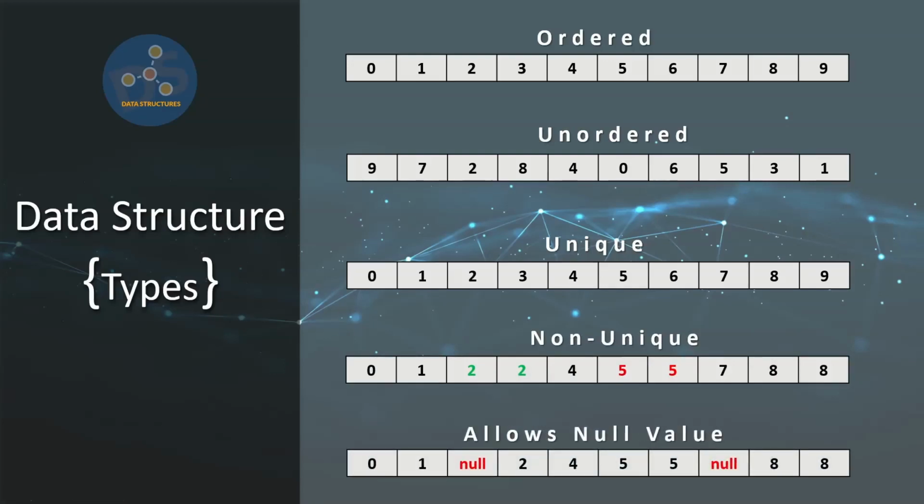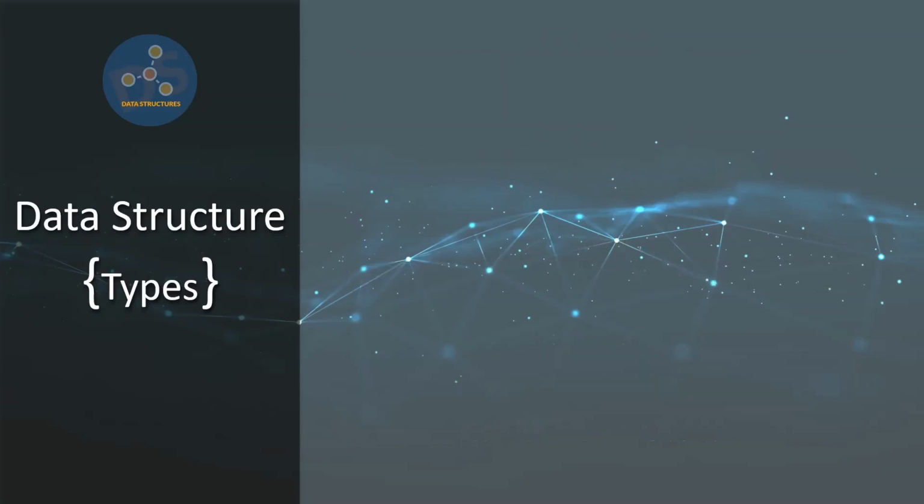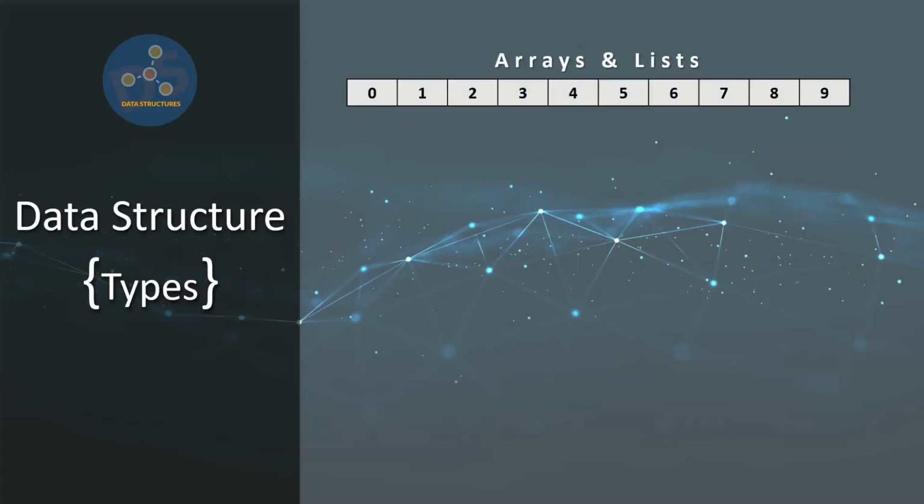And we have data structures that allow what we call null value. It's null, there is nothing. Then we will get into implementation of data structure. What are the data structures we are using in programming? We use, first one, and the most famous, arrays and lists.